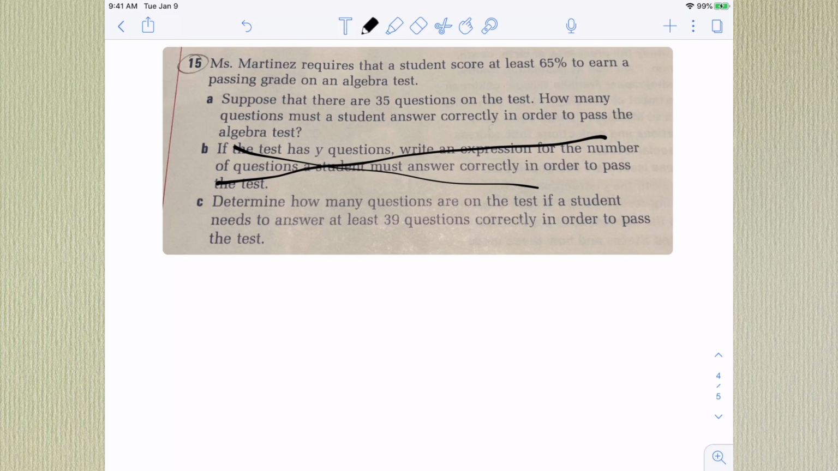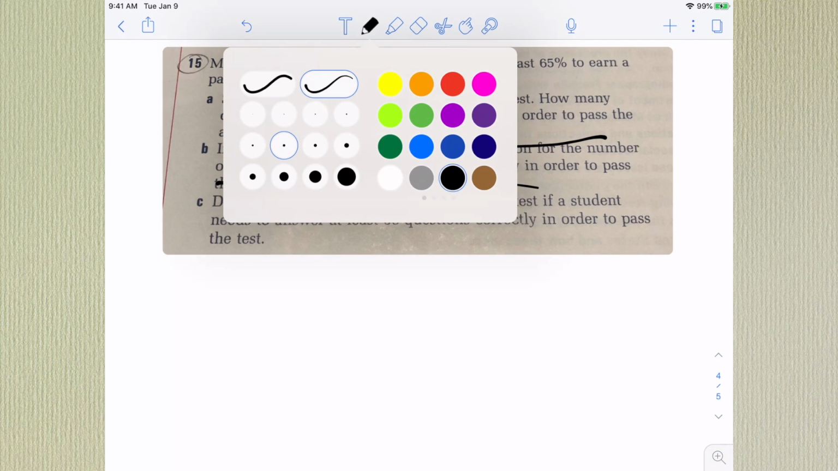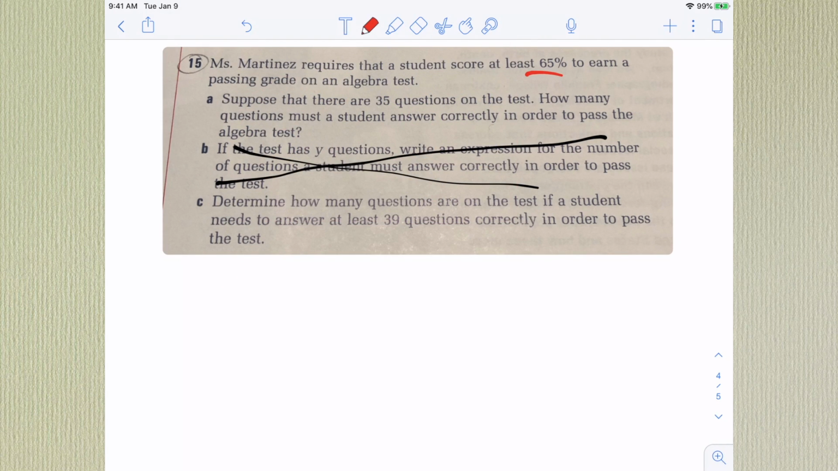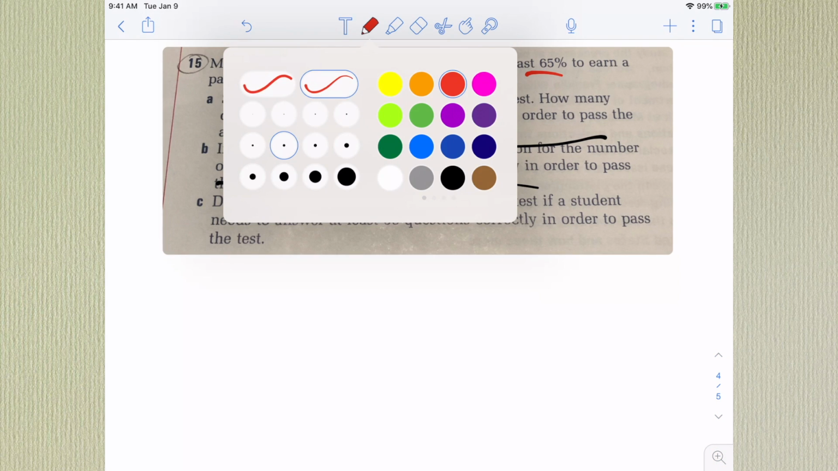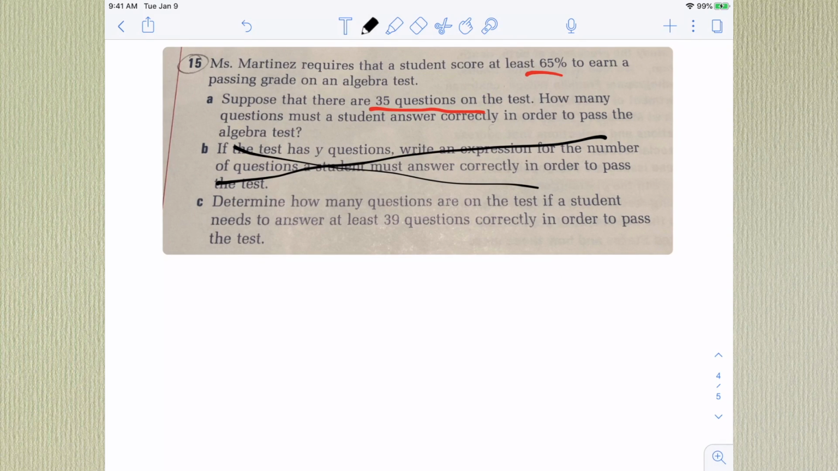Ms. Martinez requires that the students score at least 65% to earn a passing grade on an algebra test. Suppose, actually let's underline, 65%. Suppose that there are 35 questions on the test. How many questions must a student answer correctly in order to pass the algebra test?